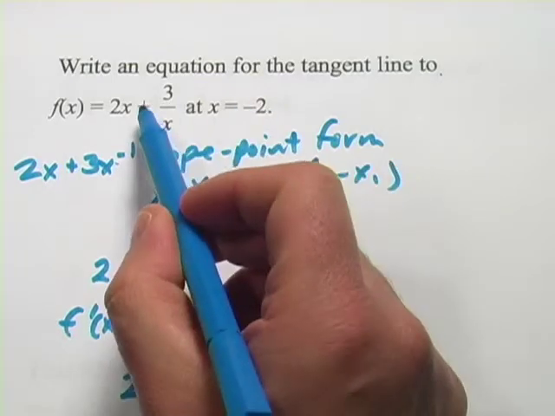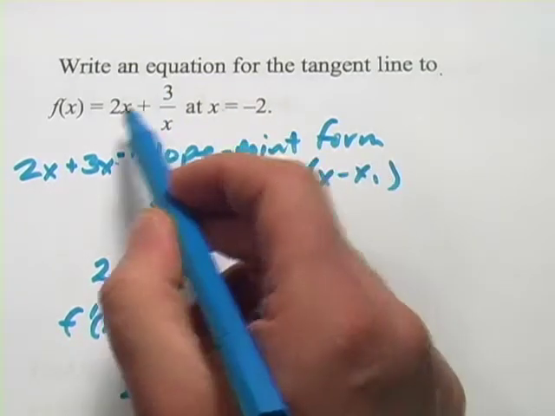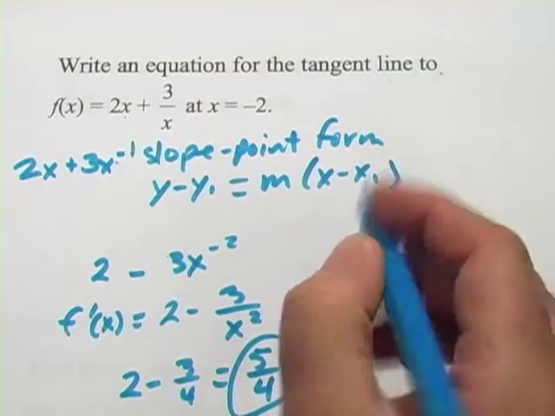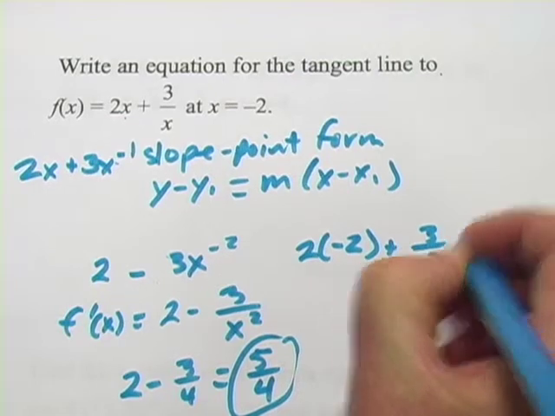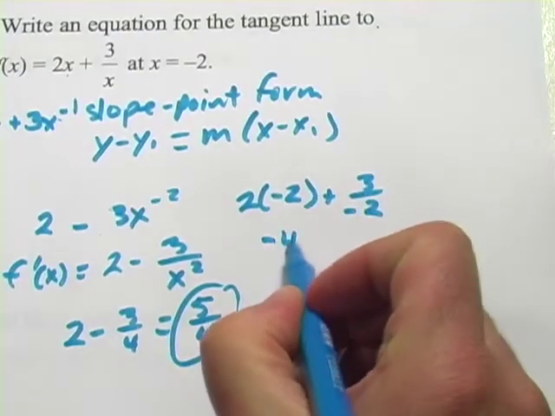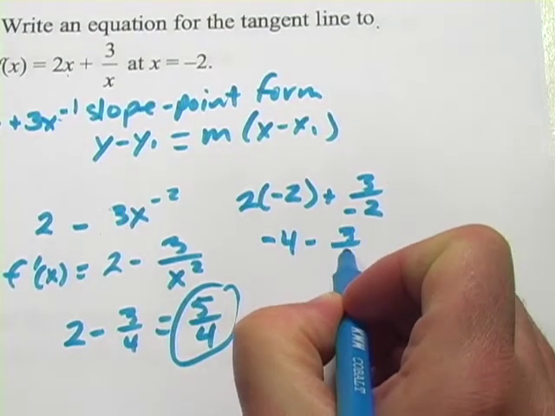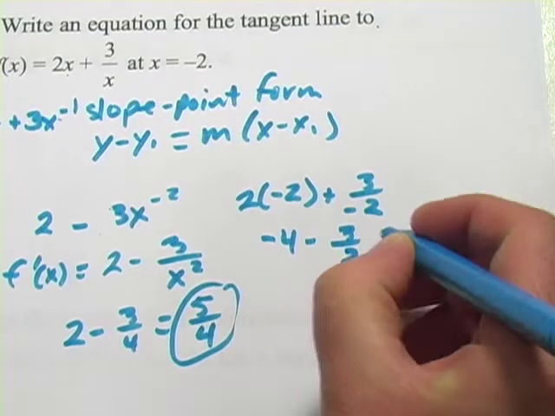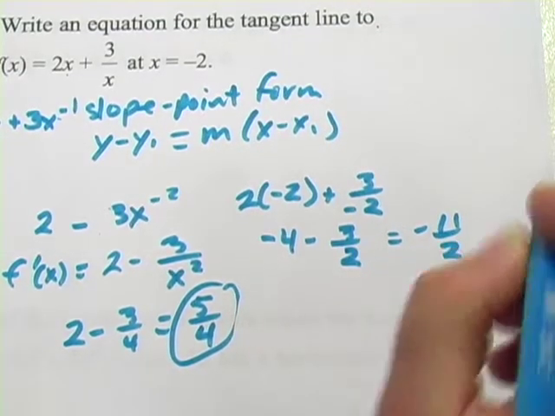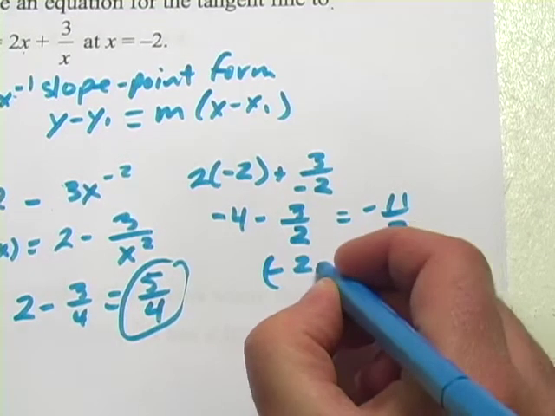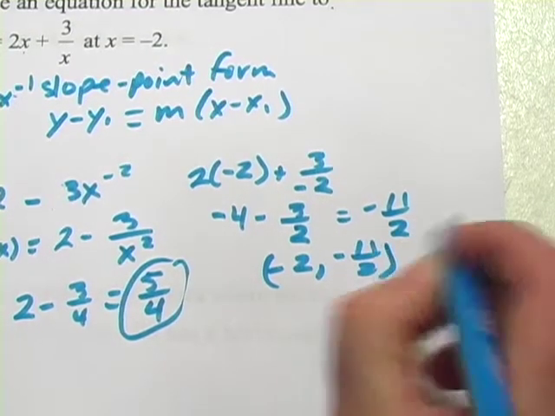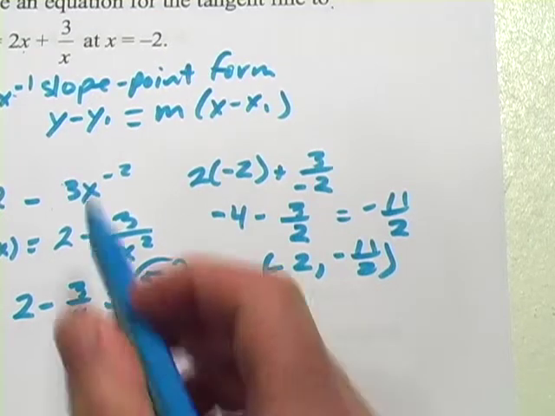We just plug this in and evaluate the function. So I'm going to plug in -2 here and here, and that gives me 2 times -2 plus 3 over -2, and that is -4 minus 3/2, which is -11/2. So now we have our point. Our point is -2, comma -11/2. We'll plug that in to the point slope form.